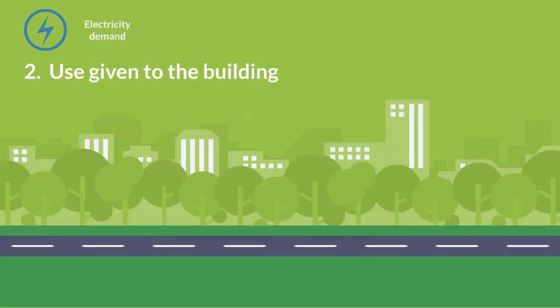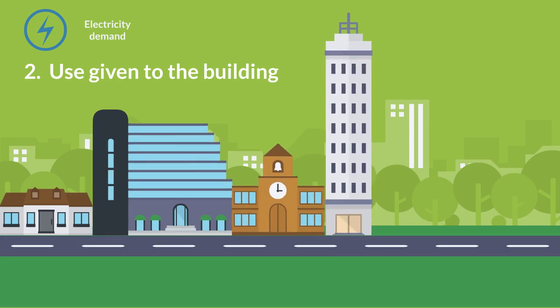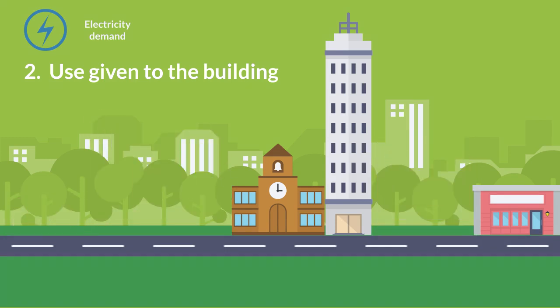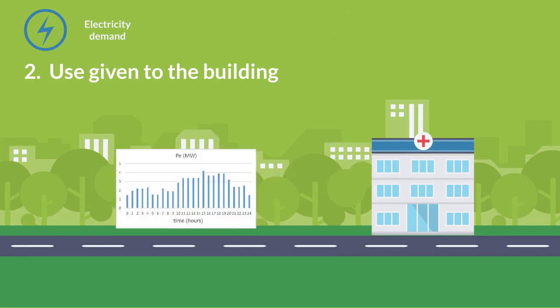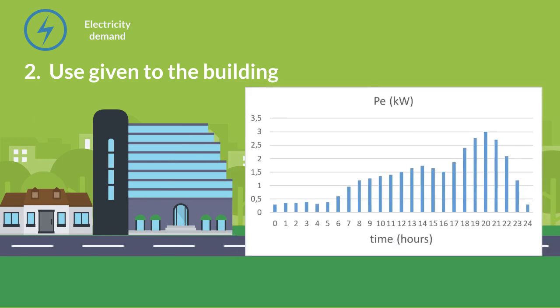Another important parameter is the use given to the building. For example, a single-family house, an apartment block, a school, an office or an office building, a hospital, or a sports center. Because different types of building have different consumption profiles. For example, a sports center, an office, or a school will mainly consume electricity during the opening hours. Instead, a hospital will consume electricity during the whole day, and residential buildings mainly in the afternoon.